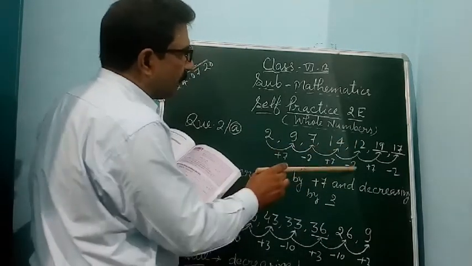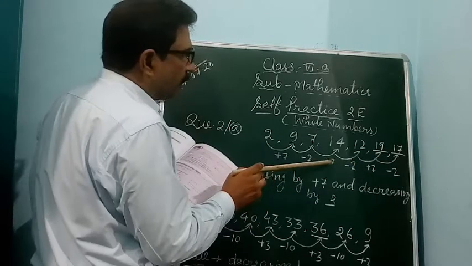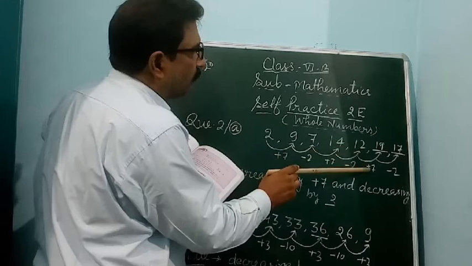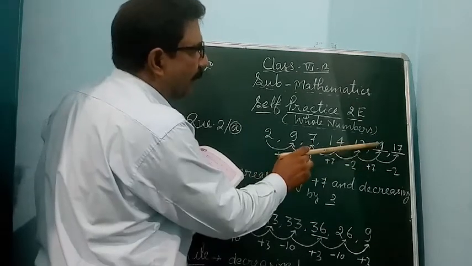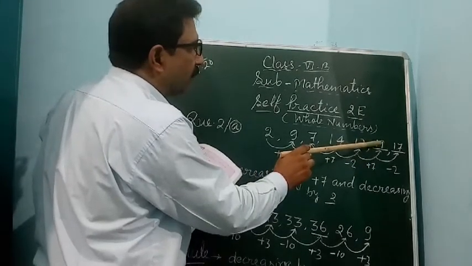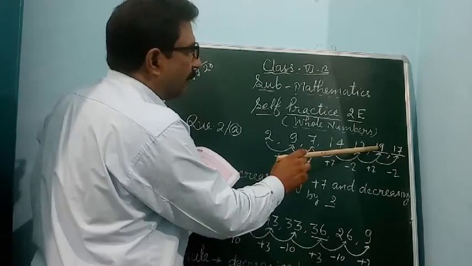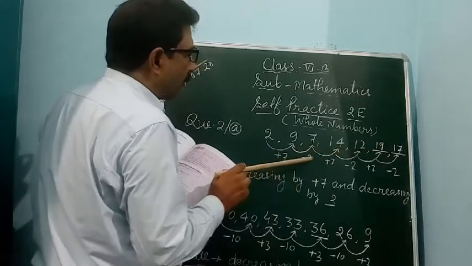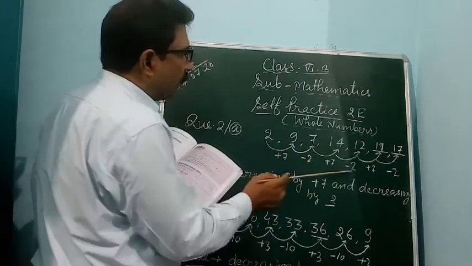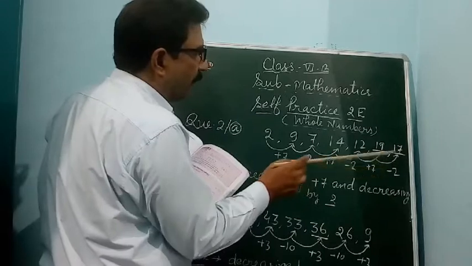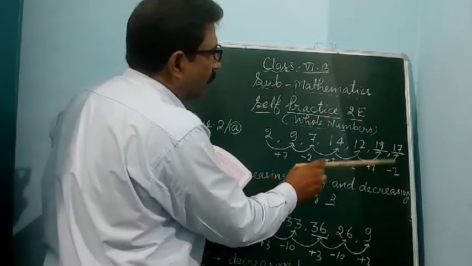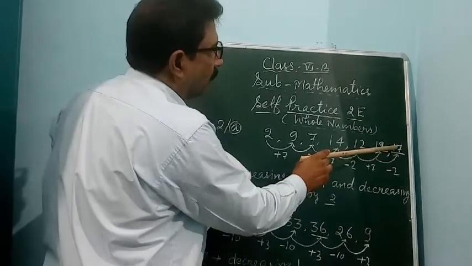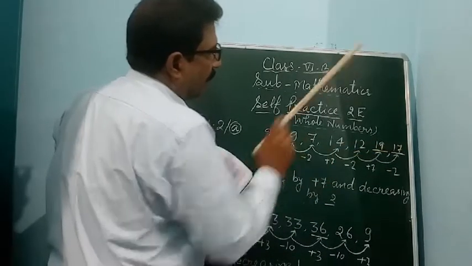Again you follow the pattern: after minus 2 comes plus 7. So 12 plus 7 is equal to 19. In the gap, 19 will come. Again by the rule, it should be minus 2, decreasing by 2. So 19 minus 2 is equal to 17. The next number is 17.